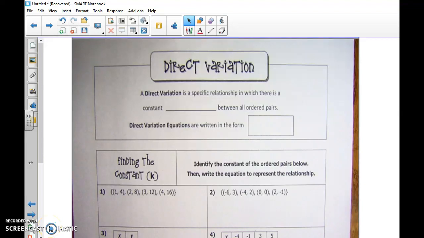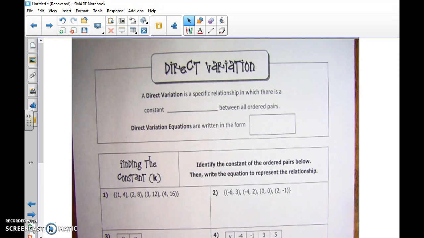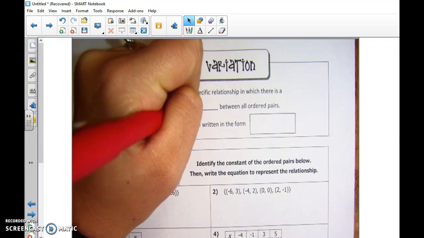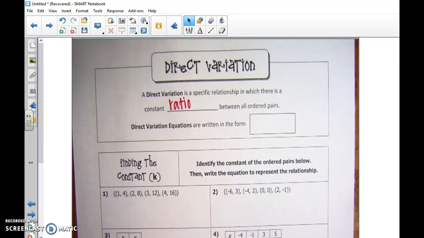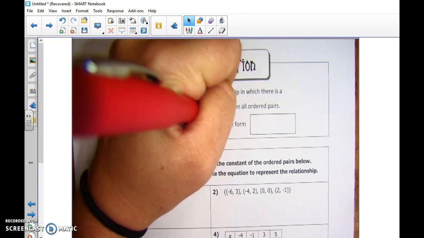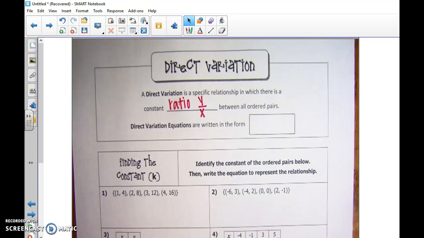Alright, so today we are going to be learning about direct variation. With direct variation, this is going to be a specific relationship in which there is a constant ratio, and the ratio that we are always going to have is y over x. We will most of the time be given some ordered pairs, like down here, and I will explain what I mean by a direct variation.